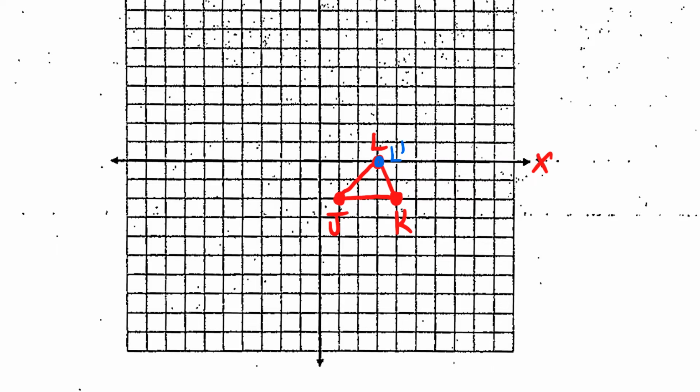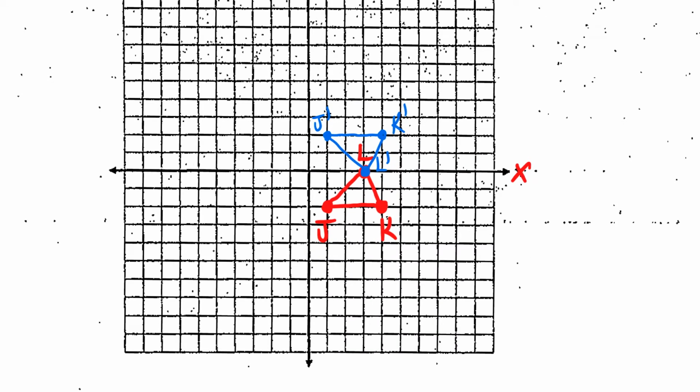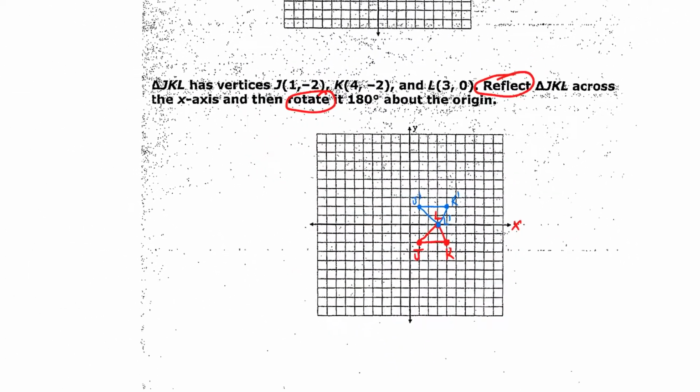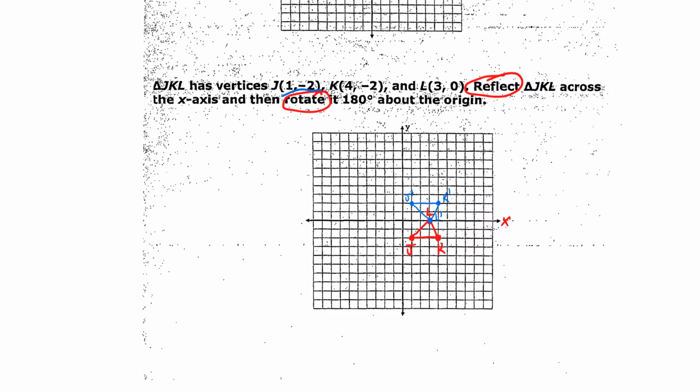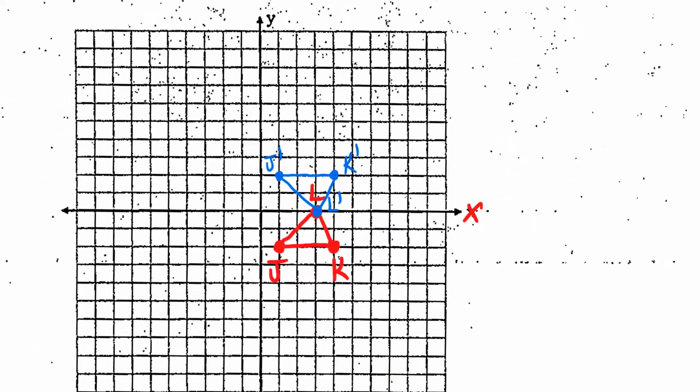Okay, hey, how far is K away? 2. So I'm going to go 2 above for K prime, and then J is 2 away. So I go 2 above for J prime. And it looks like that. Okay, now to rotate 180, we've got to change the sign. So I'm just going to list these out real quick. So where's J prime at?